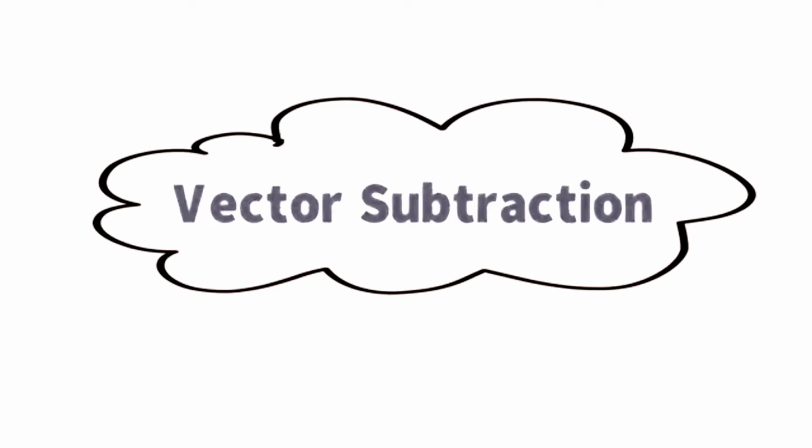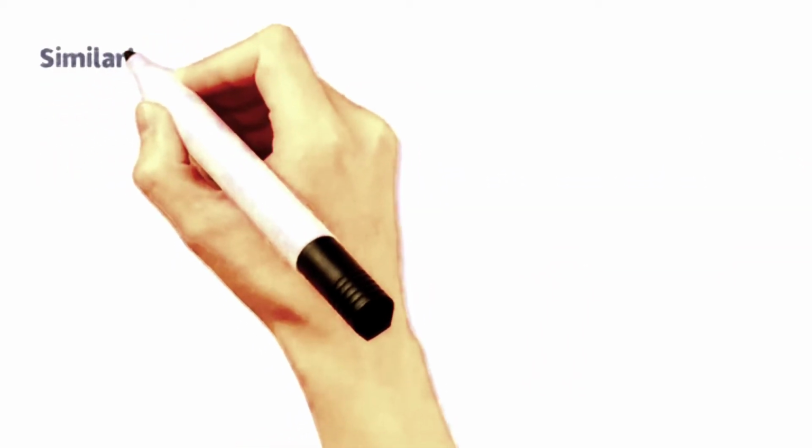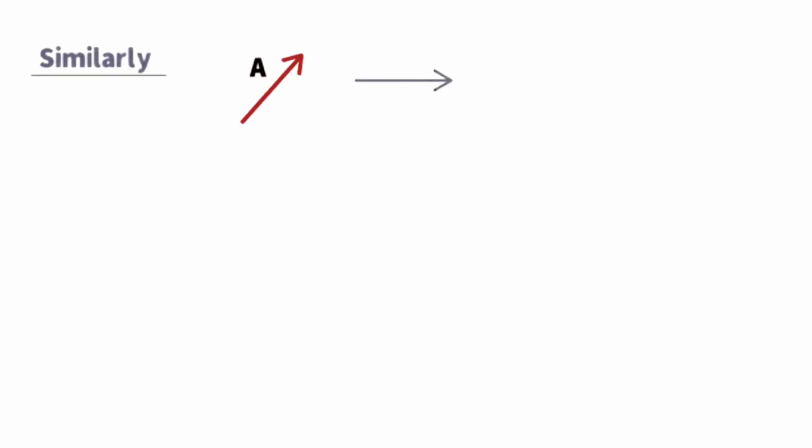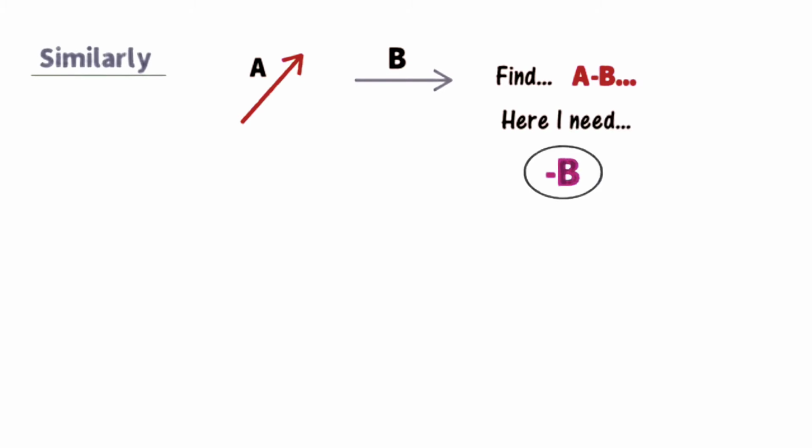Let me tell you about vector subtraction. Similarly, if we have 2 vectors A and B, and if someone is asking me to find A minus B, now remember here I need minus B, or I need the negative vector of B, or I need the additive inverse of B. So I will take the negative vector of B like this. Now I can find the subtraction of two vectors by two different laws, by triangle law and by parallelogram law.